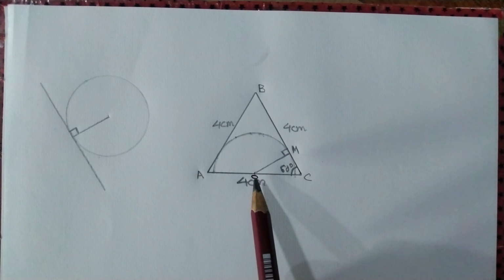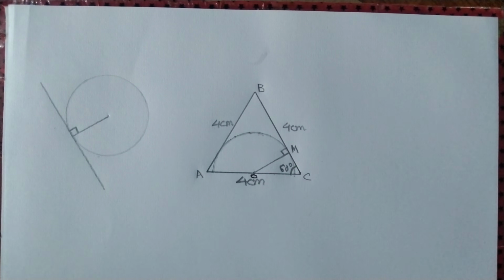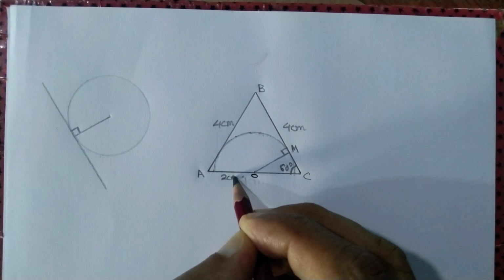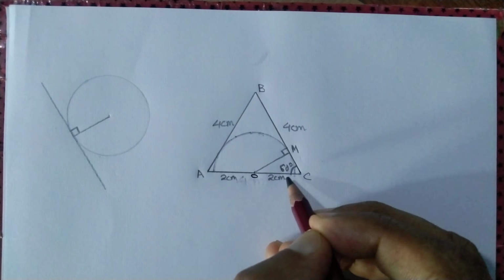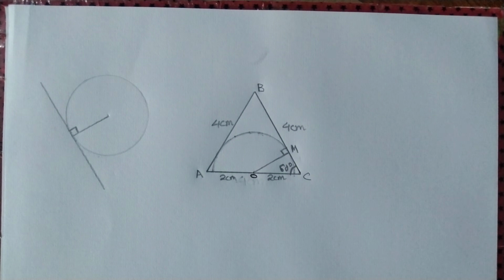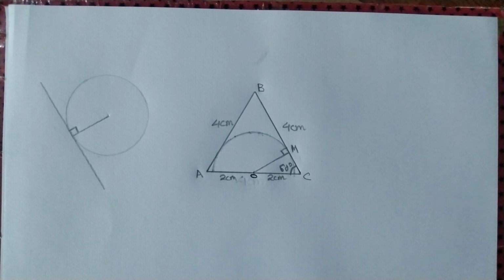Further, by symmetry, O must be the middle point of AC, so AO and OC must be equal and they must measure half of 4, that is 2 centimeter each. Once again, AO measures 2 centimeter and OC also measures 2 centimeter. Okay, we know angle C equal to 60 degree and OC measures 2 centimeter and OM is perpendicular to MB. Do we know something more?